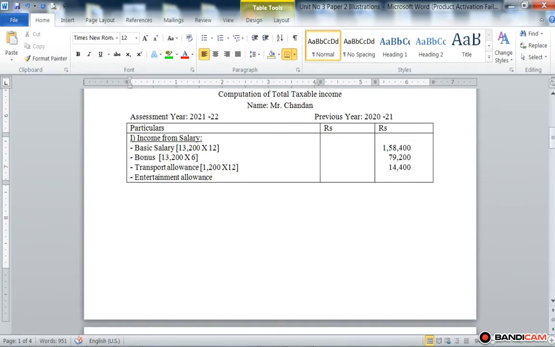Entertainment allowance rupees 450 per month multiplied by 12 months. So convert this entertainment allowance into a year. Per month, Chandan received 450, so for 12 months we compute the total for a year.